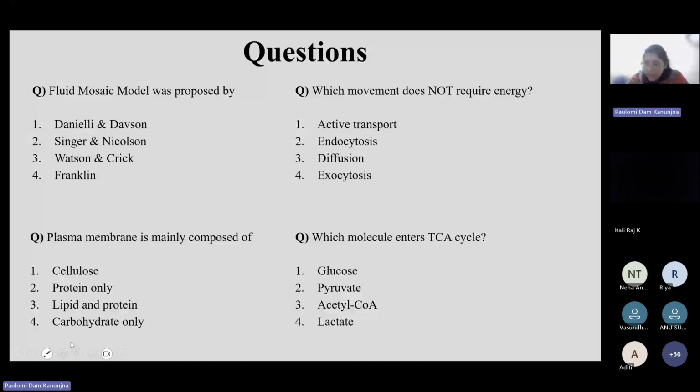Okay. Singer Nicholson, yes. Pyruvate, lipids means. Any more answers? Okay, acetyl coenzyme A. So I can see two types of answers for the last question. Okay, pyruvate and acetyl coenzyme A.